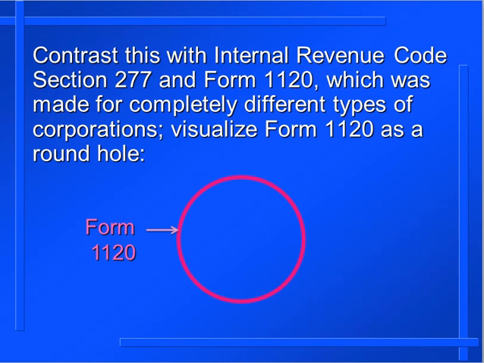Contrast this with Form 1120. Remember, it was made for for-profit corporations. It wasn't made for a homeowners association. Your homeowners association loses its identity as a homeowners association and becomes simply a non-exempt membership organization subject to Internal Revenue Code Section 277 whenever it files Form 1120. Therefore, visualize Form 1120 as a round hole.